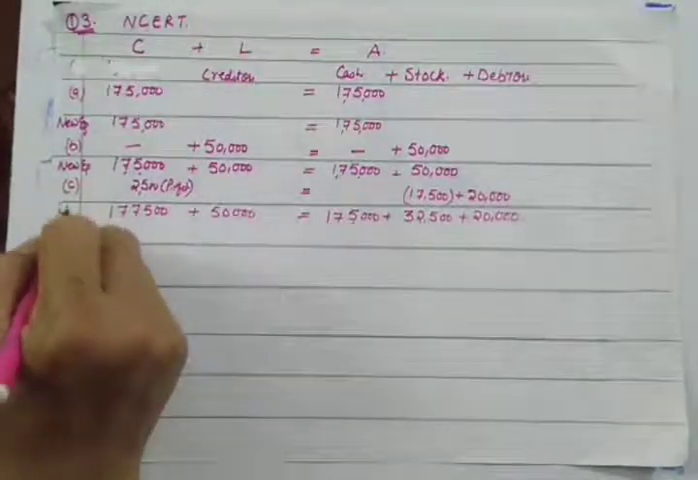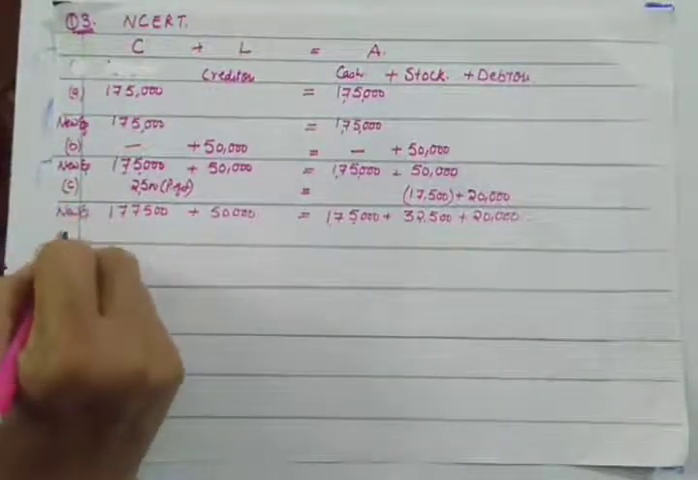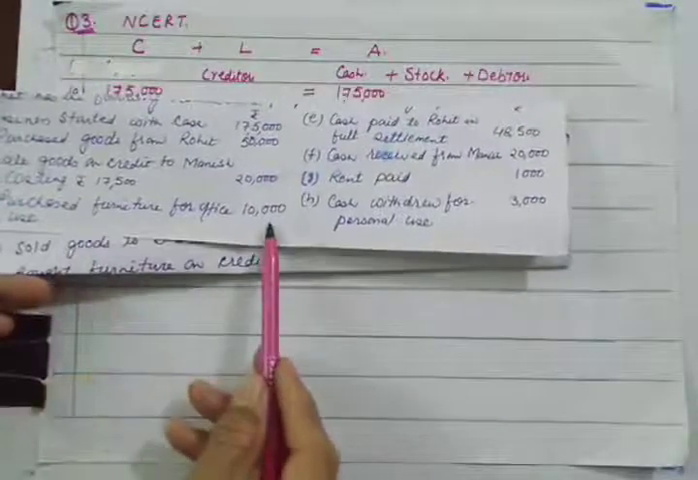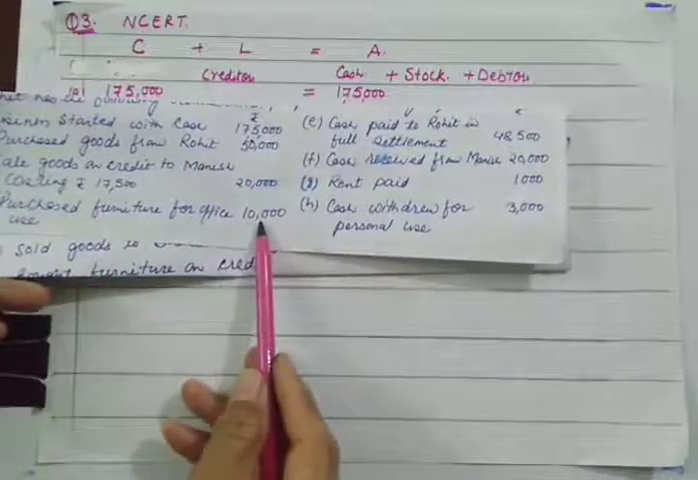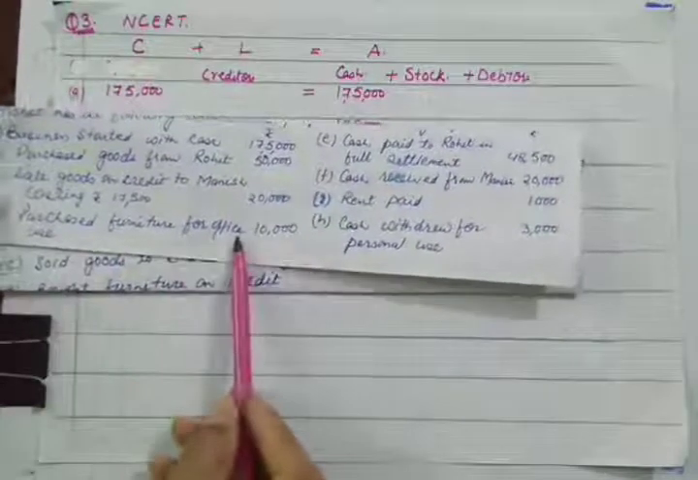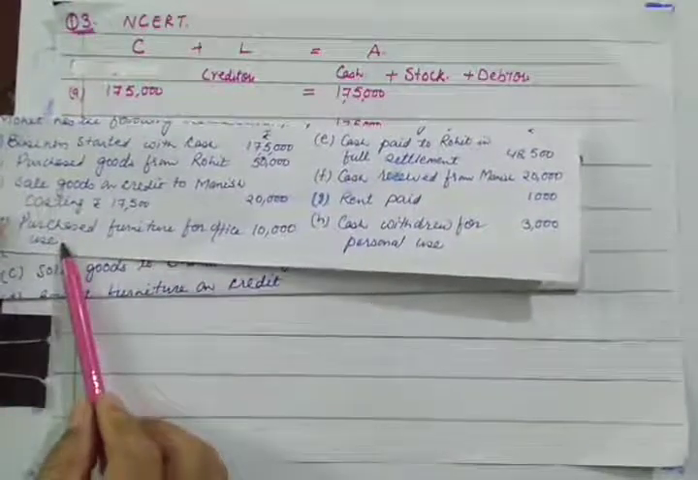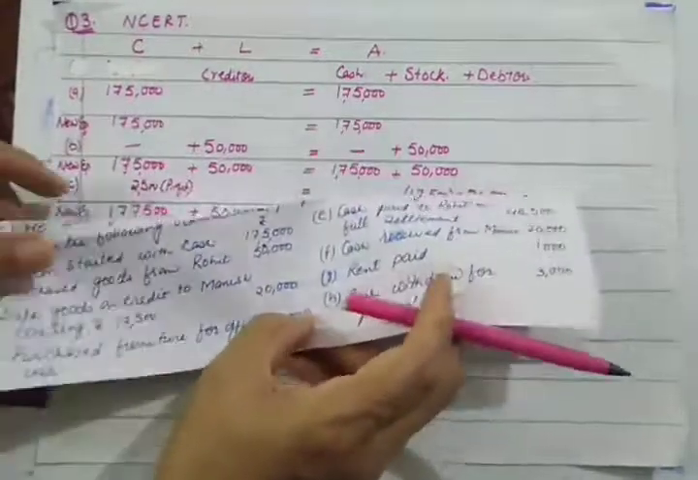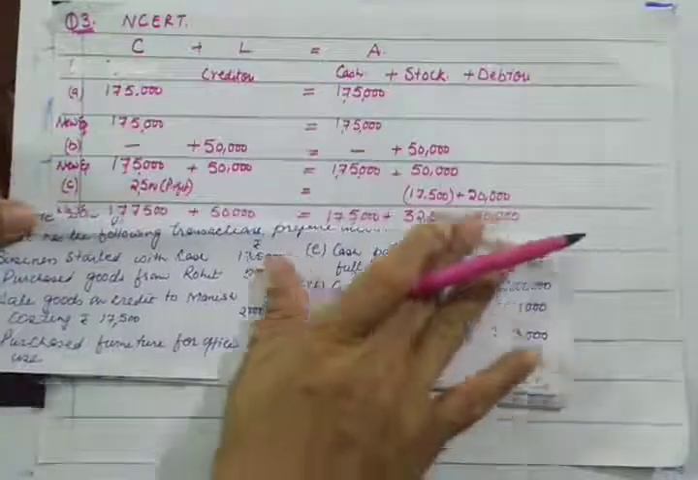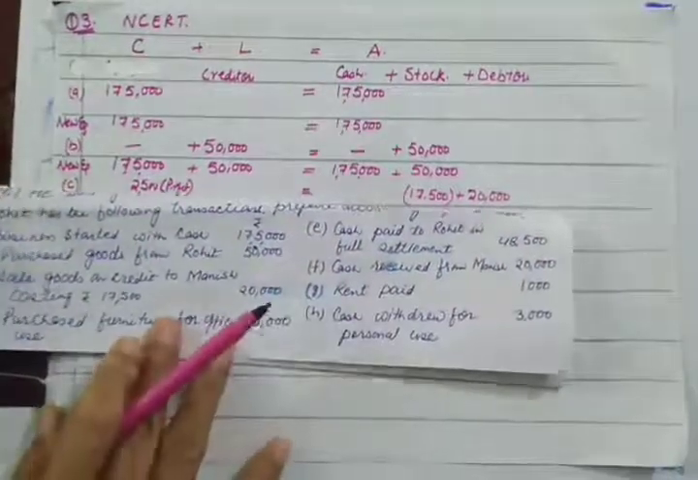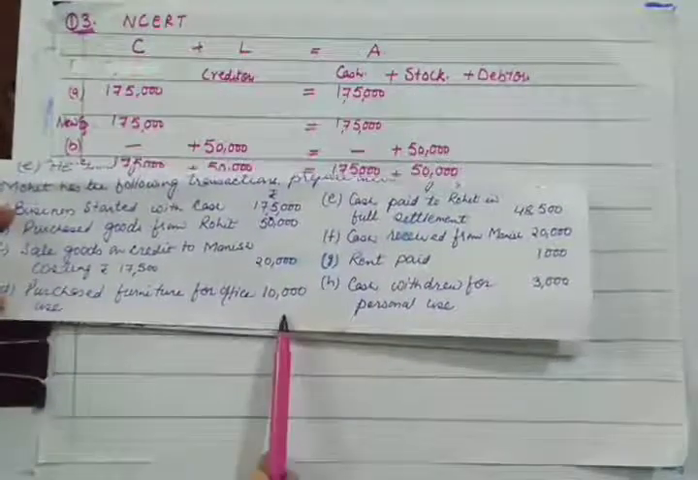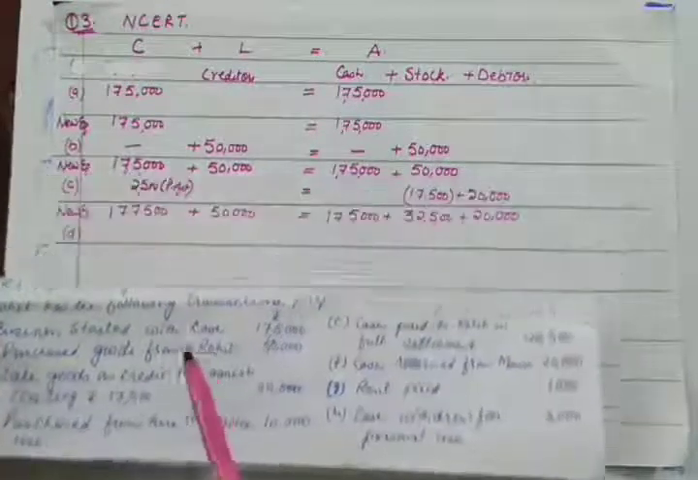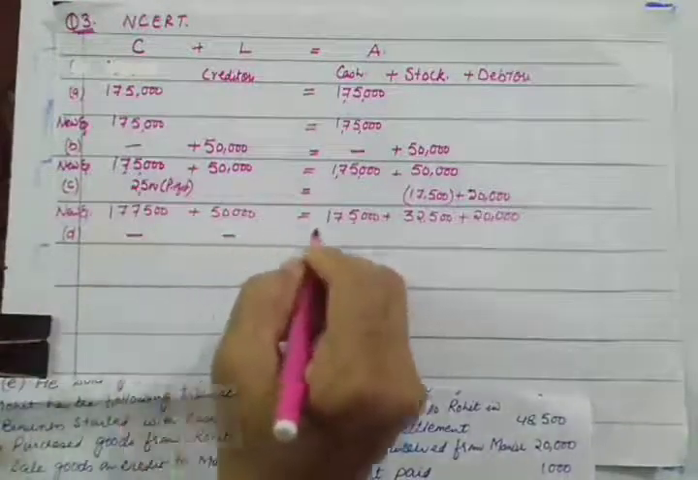So this is your new equation. Now the impact of transaction D, purchase of furniture for office use. You are buying furniture, but nothing is mentioned about whether you are paying cash or not. Moreover, the name of the creditor is also not mentioned. So we assume that it is a cash transaction. So no change here, no change here.